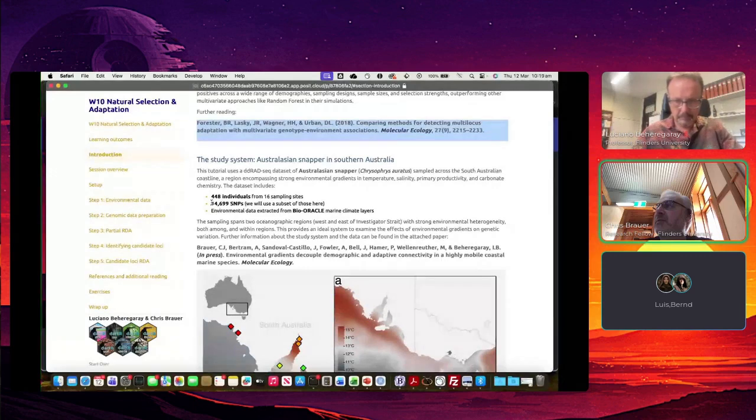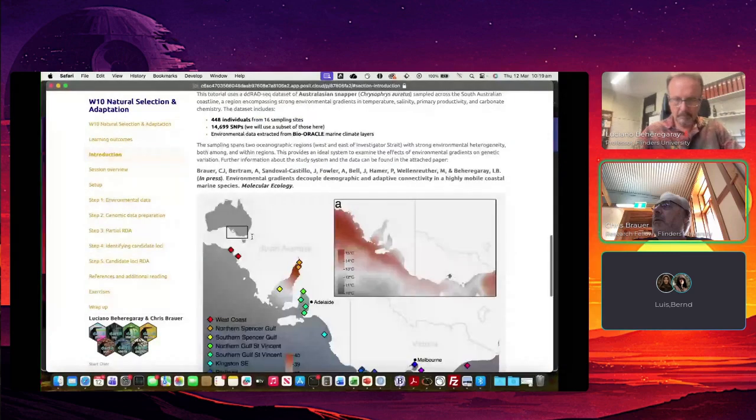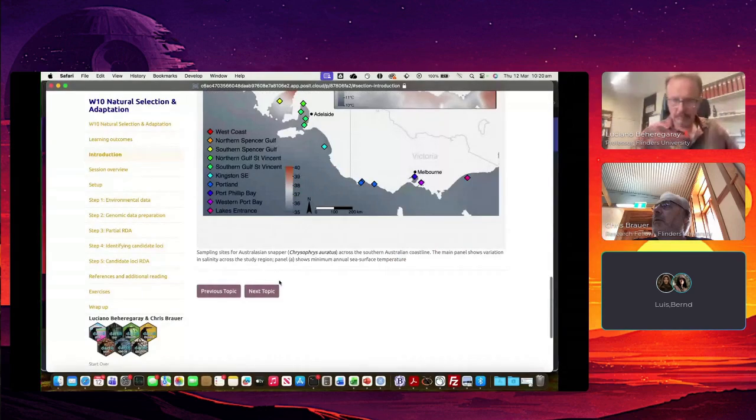The full data set, after filtering, was DD-RAD data. We had about 14,500 SNPs. The tutorial data set here is about 2,000 of those. I just made a little subset to make everything run really quickly. And then the environmental data was extracted from a data set called Bio-ORACLE, which we'll talk about again in a little bit.